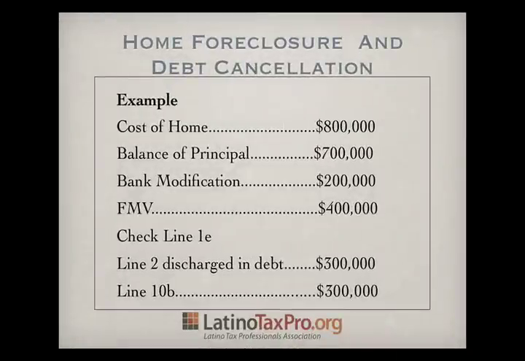Here's an example. The cost of your home was $800,000. The balance of the principal was $700,000. The bank modified your loan by $200,000. Therefore, your principal now is only $500,000. However, the fair market value of your home is $400,000. So the amount that was discharged in debt is $300,000, the difference between the $700,000 and the $400,000. Line 2 will show $300,000 and 10B will show $300,000.